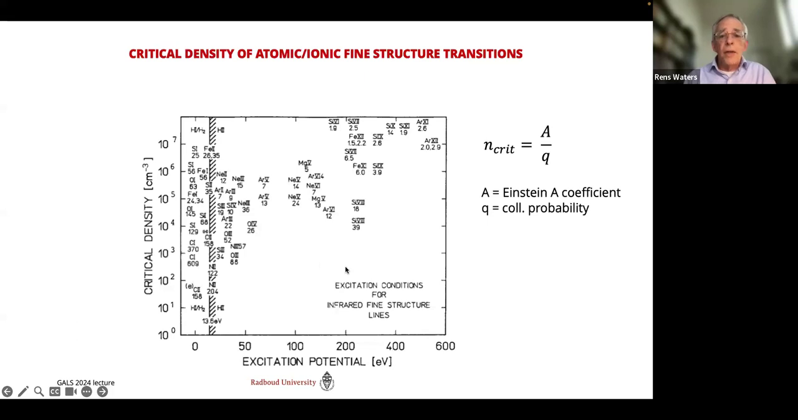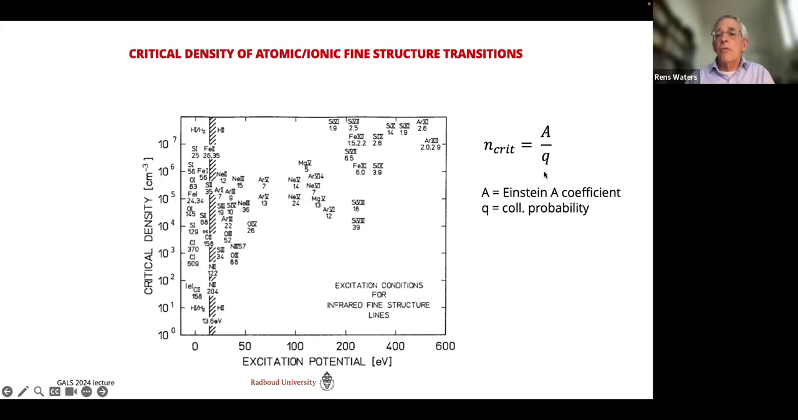For the atomic lines and the fine structure lines, there is an enormous range of parameter space that we can have access to. This is depicted in this diagram, where on the horizontal axis we have the excitation potential of a particular transition of an atom or an ion, and on the vertical axis, we have the critical density in units of per cubic centimeter.